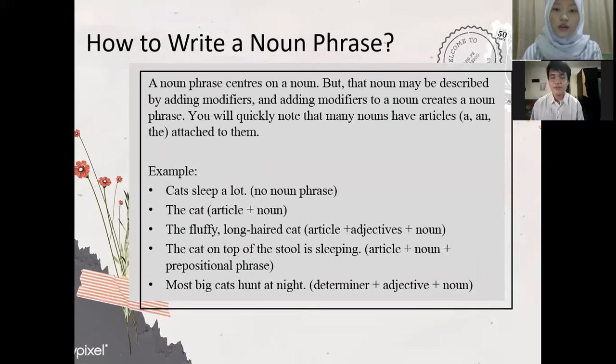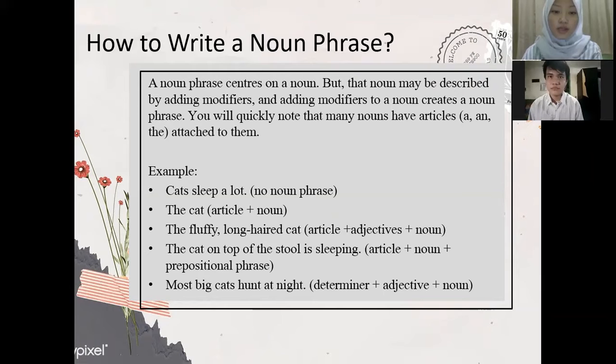How to write a noun phrase. A noun phrase centers on a noun, but that noun may be described by adding modifiers, and adding modifiers to a noun creates a noun phrase. You will quickly note that many nouns have articles a, an, and the attached to them. Example: cats sleep a lot.